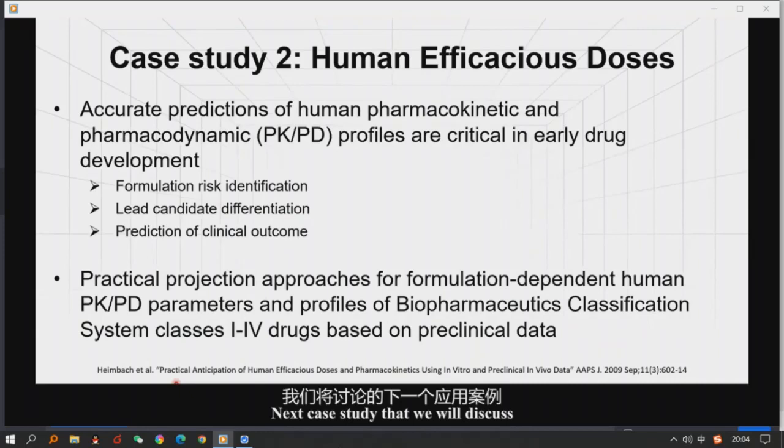The next case study that we will discuss comes from a publication by Tycho Heimbach et al. in 2009. And here they highlight that accurate predictions of human pharmacokinetic and pharmacodynamic profiles are critical in early drug development. That is, they are critical for formulation risk identification, lead candidate differentiation, and prediction of clinical outcome. And the manuscript covered practical projection approaches for formulation-dependent human PK/PD parameters and profiles of BCS classes 1 to 4 based on preclinical data.